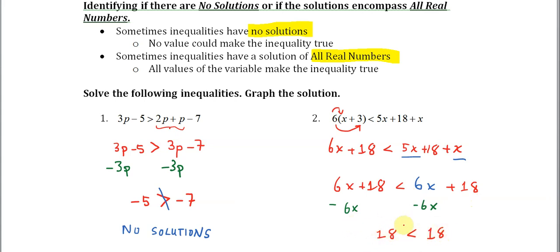So this is of course not true. 18 is not less than 18. It's equal to 18. Okay? So again, this is no solution. There's nothing that you could put into this problem that would make it true.